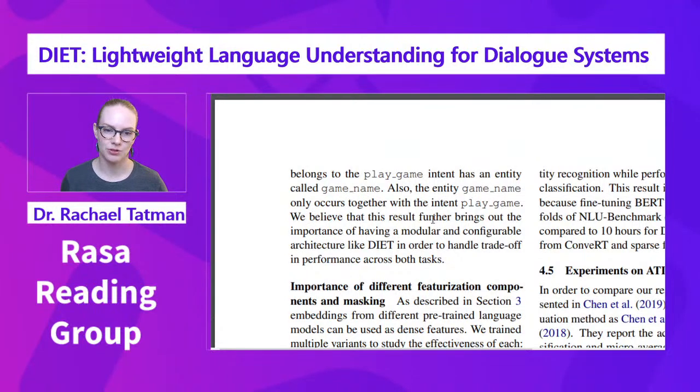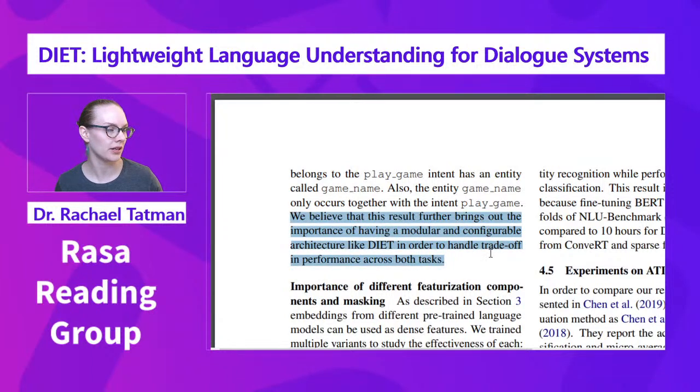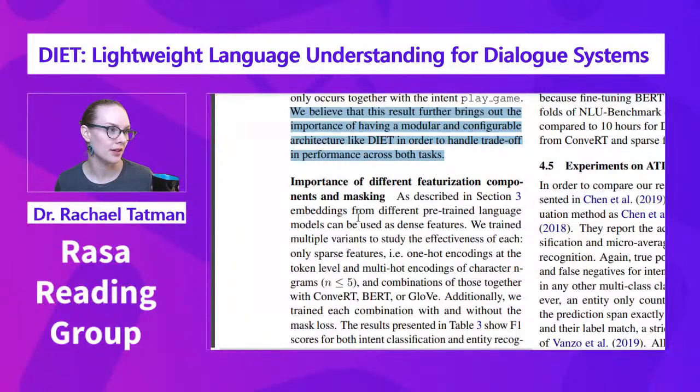We believe that this result further brings out the importance of having a modular and configurable architecture like DIET in order to handle trade-off in performance across tasks. Yeah, so if you are building an assistant and you care much more about intent identification than entity recognition, then it might make sense for you to train things independently. But if for you, entities are much more important than intents, then it makes sense to make sure that you're training jointly to get the boost to entities.